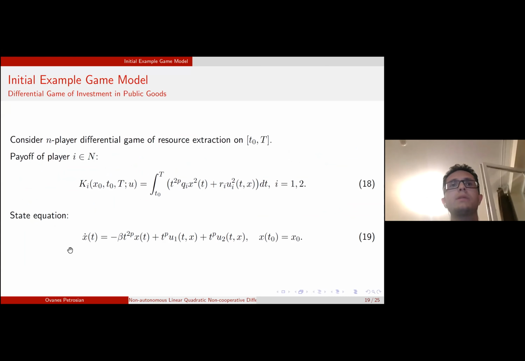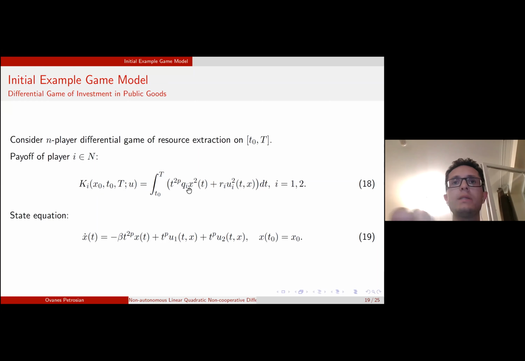But let us consider the example. So let's consider the example of a modified differential game of investment in public goods. So we have the payoff function of player i, equation 18, and the state or motion equation, 19.